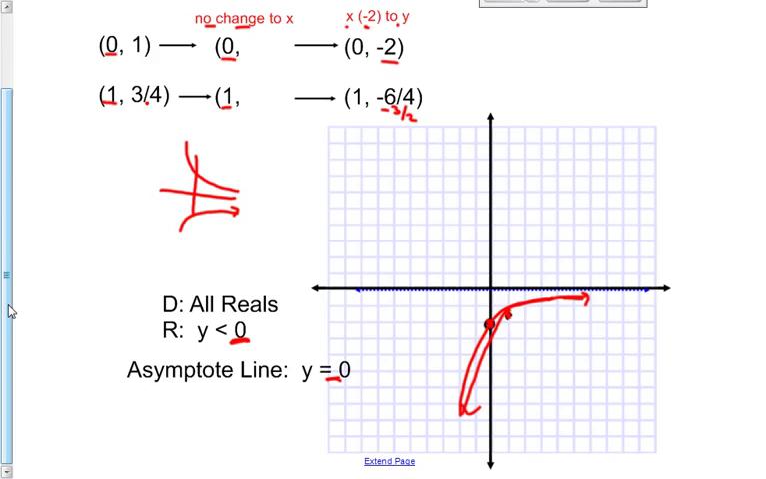And since this one flipped underneath, my range, be very careful with this now, my range is underneath the asymptote line, which means it is less than 0. y is all values less than 0. And then the domain is all reals.